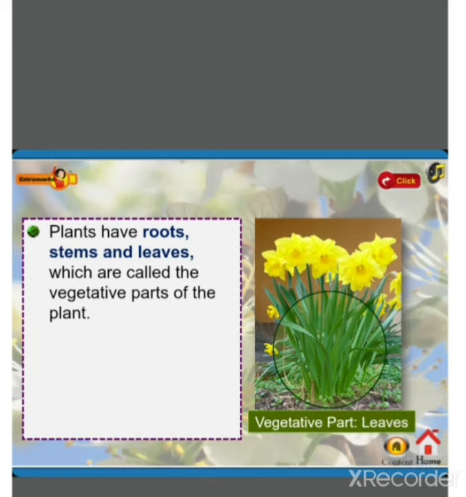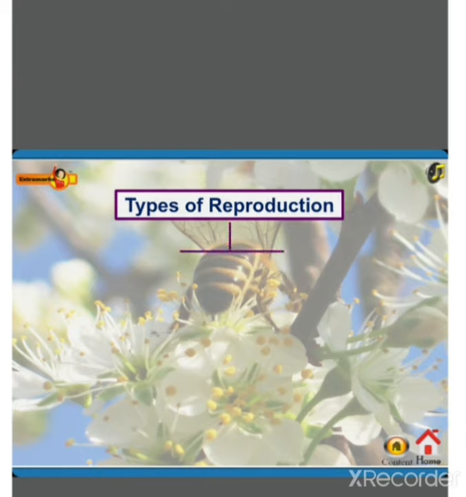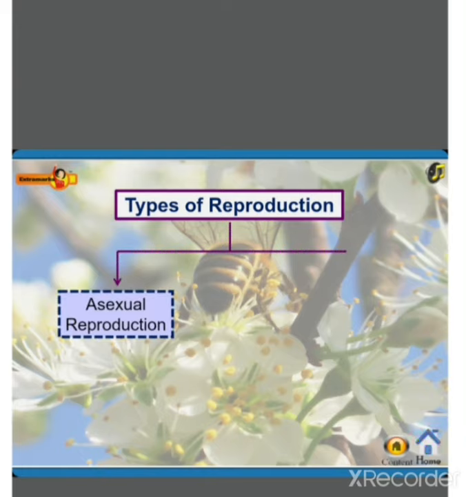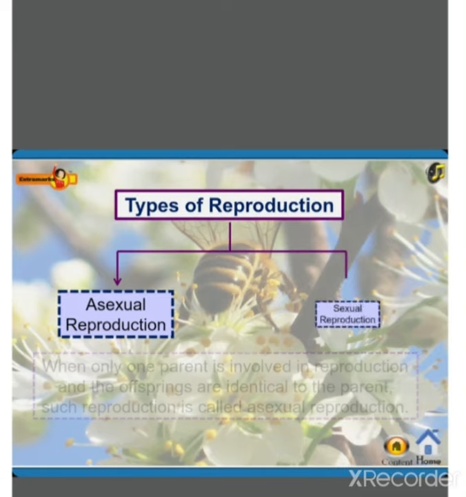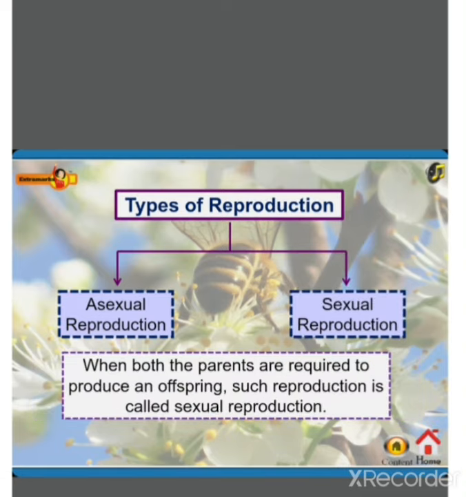Plants have roots, stems, and leaves, which are called the vegetative parts of the plant. Types of reproduction. Asexual reproduction. When only one parent is involved in reproduction and the offspring are identical to the parent, such reproduction is called asexual reproduction. Sexual reproduction. When both the parents are required to produce an offspring, such reproduction is called sexual reproduction.